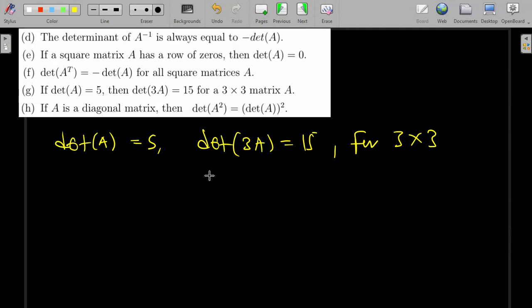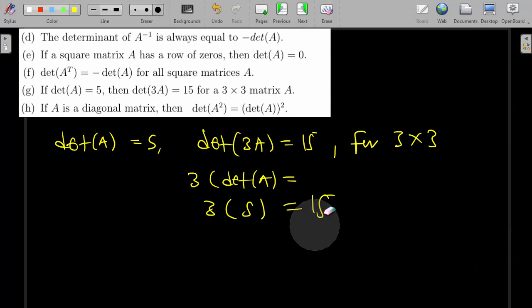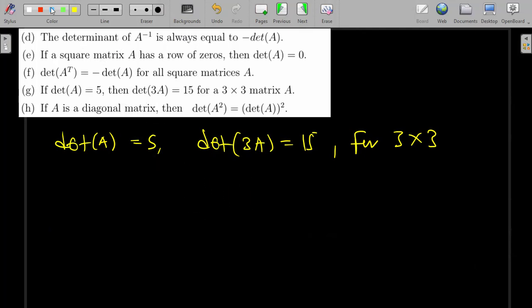Most of you, what you're going to do here, you're going to say the constant goes out, and then I have the determinant of A. So determinant of A is 5, and then this is 15, and hence proved, this statement is true. No, that is not correct. The correct way of expressing the determinant, where you're multiplying the matrix with a scalar, like this one, this 3 here is a scalar or a constant.